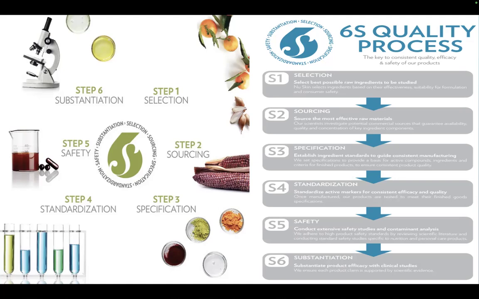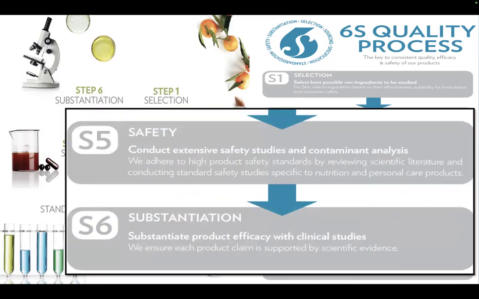So Pharmanex has this patented 6S process, and I will read it out to them. Step one: selection, sourcing, specification, standardization, safety, and substantiation. I will focus on only the last two steps. For example, in drug manufacturing, before the drug is approved by the FDA to be used by consumers, it has to have these two tests done: safety and substantiation.